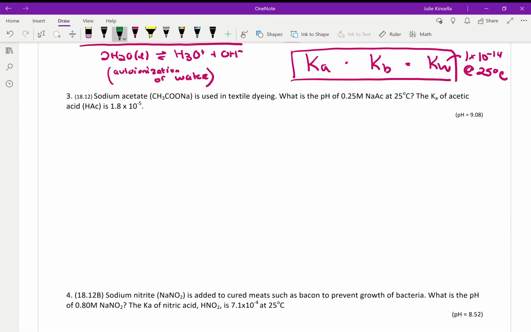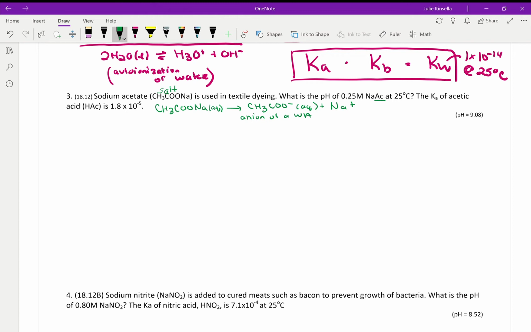All right, so our first one has to do with sodium acetate. So this would be our salt. And it's asking for the pH of the 0.25 molar sodium acetate at 25 degrees Celsius. And AC is just a simplification of acetate. So if we take our salt and just thinking back to yesterday, okay, when that dissolves into water, you have your acetate ion, and then you have your sodium ion. So we know that the acetate ion is that anion of a weak acid.